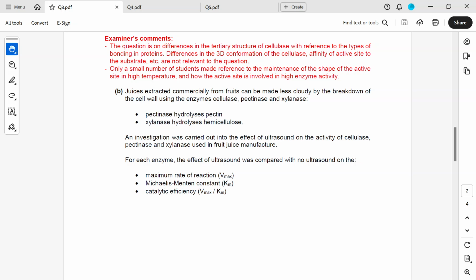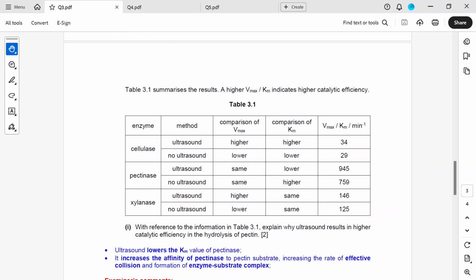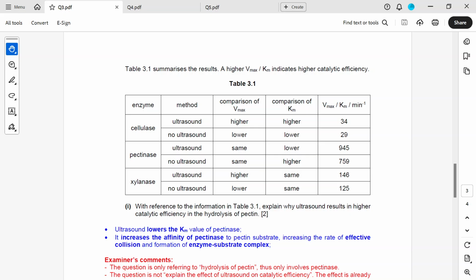And then we are looking at 3 different features for comparison. You have the Vmax, Km, and the catalytic efficiency, which is Vmax over Km. Okay, so with this, part 1 asks for the explanation why ultrasound results in higher catalytic efficiency in the hydrolysis of pectin. So first of all, it's hydrolysis of pectin, right? So only pectinase is involved in part 1. Not your xylanase, not your cellulase, but hydrolysis of pectin only, right?